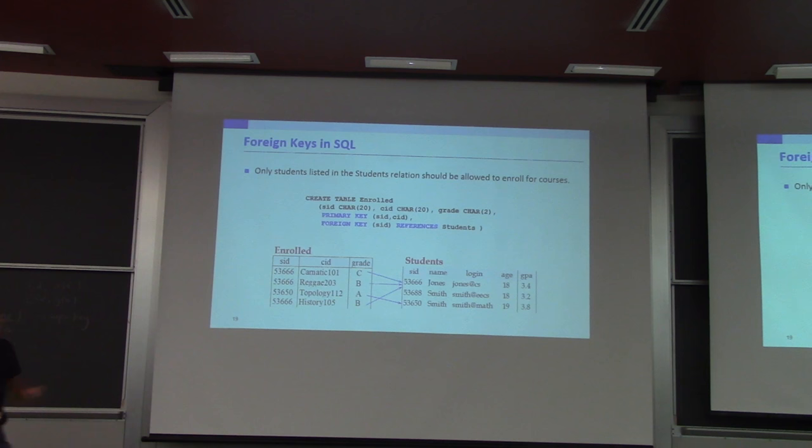SQL. You simply use the keyword foreign key with another keyword called references to indicate where this foreign key comes from, which table this foreign key is a key for that table. That's all you need to do.